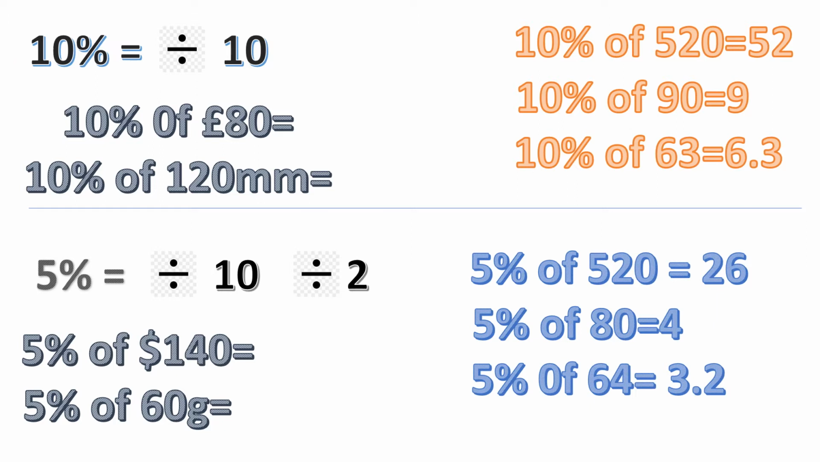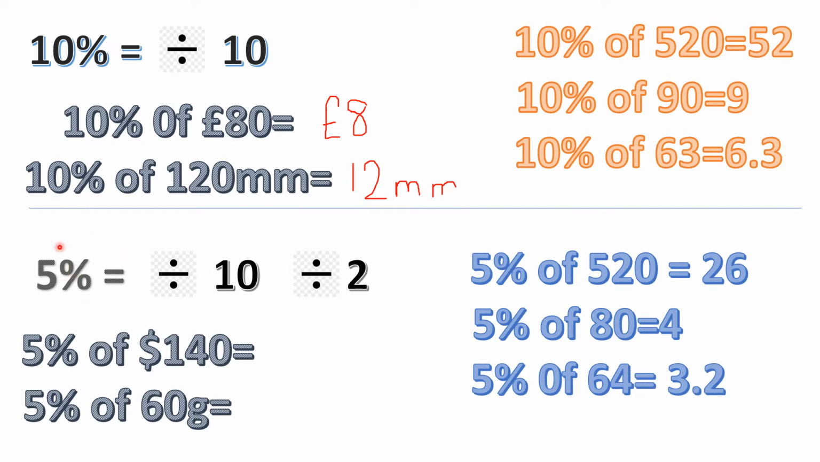Okay, so let's see what you've got. So 80 pounds divided by 10 equals 8 pounds. Well done. And then 120 millimeters divided by 10 equals 12 millimeters. Absolutely right. And when the number is in a context, so if it's pounds, you make sure you put the pound sign in. If it's in millimeters, you make sure you put the unit of measurement in. Okay, so 12 millimeters. Right, let's move on to the next one.